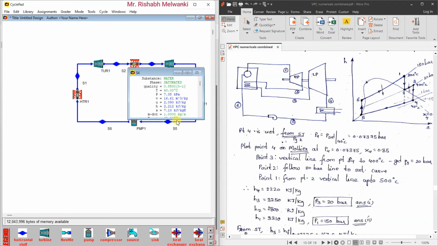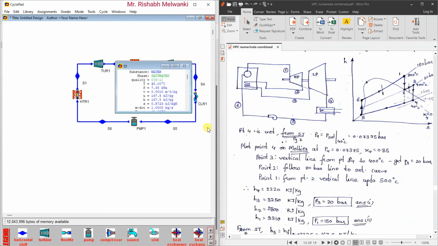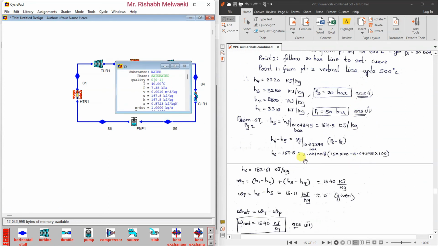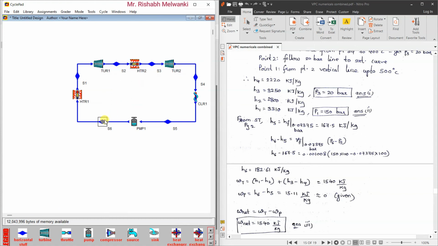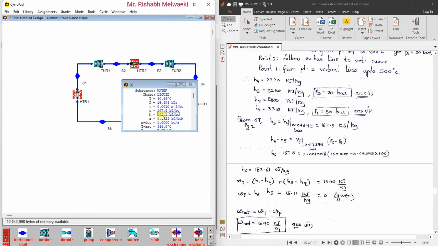Then H4 is 2212 kilojoule per kg, whereas here we have 2220 kilojoule per kg. Now H5 value, we have 167.5 kilojoule per kg. Here also we have 167.5 kilojoule per kg. And H6 value we have 183.1 kilojoule per kg. Here we have 182.61 kilojoule per kg.